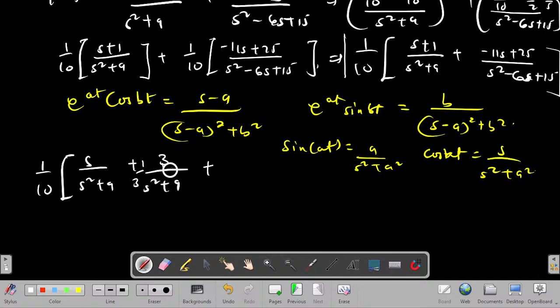Then you can clearly see that I have my 3 and I have my 3 squared here. So my 9 becomes what? 3 squared. Then another inverse sine, as simple as that. We are done with this side.